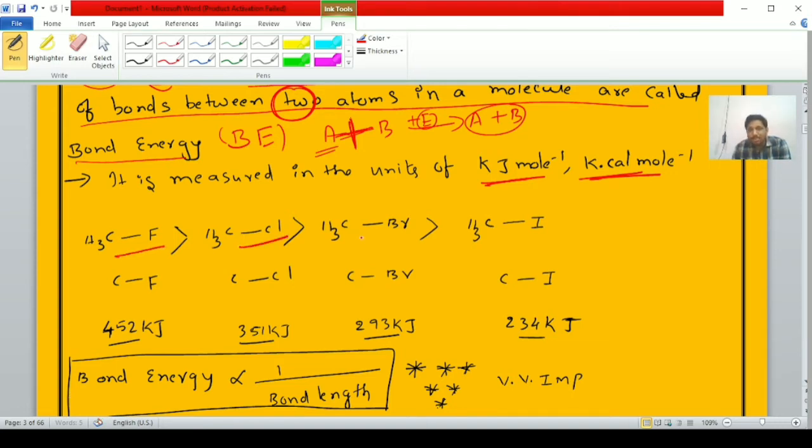First one, student, one example, same example. Fluoromethane, chloromethane, bromomethane, iodomethane. Here the nature of the carbon halogen bond is carbon-fluorine, carbon-chlorine, carbon-bromine, carbon-iodine. Here the bond energy required to break the carbon-fluorine bond is 452 kilojoules. Carbon-chlorine bond is 351 kilojoules. Carbon-bromine bond is 293 kilojoules. Carbon-iodine bond will be 234 kilojoules.